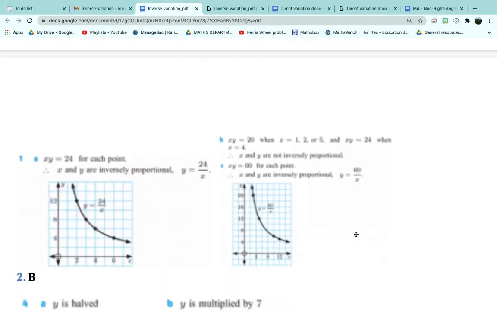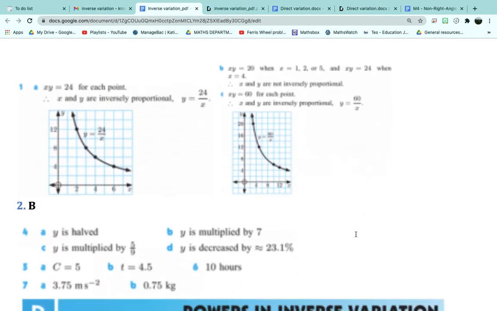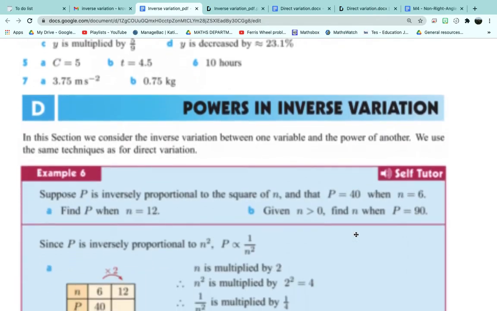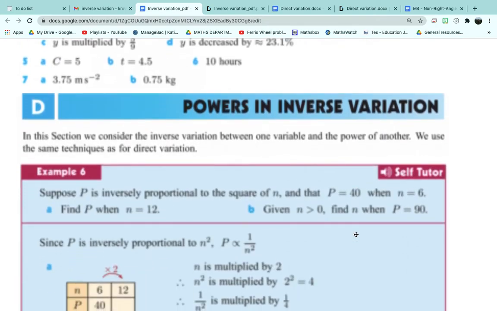Here are your answers. I apologise for the quality. So you can also get powers.